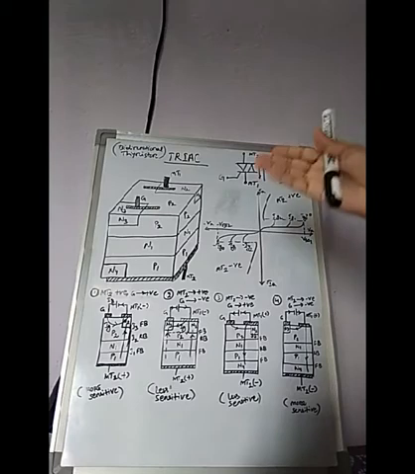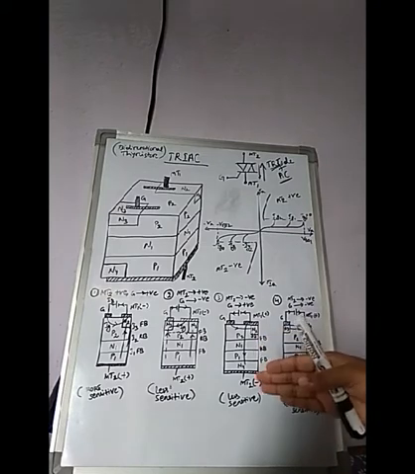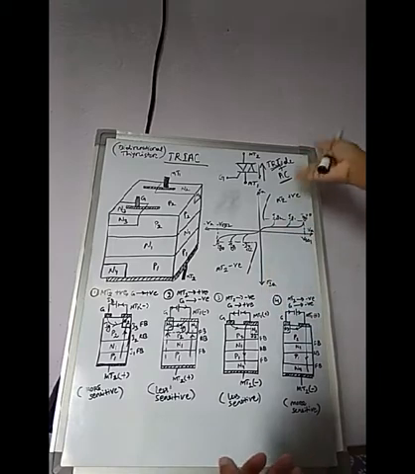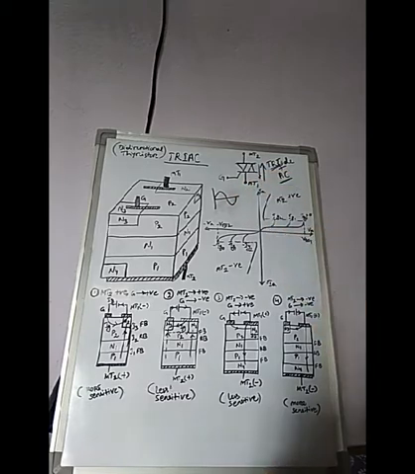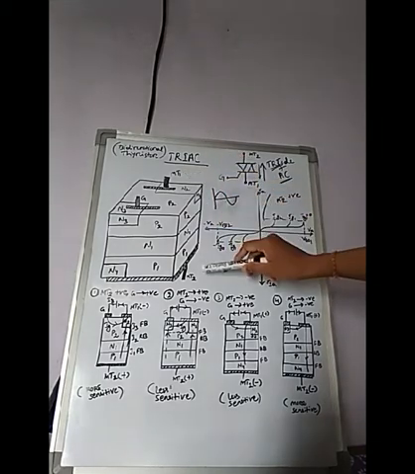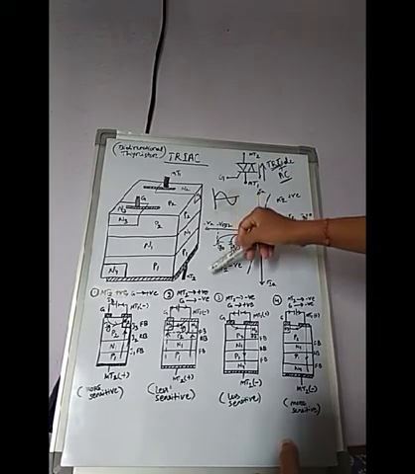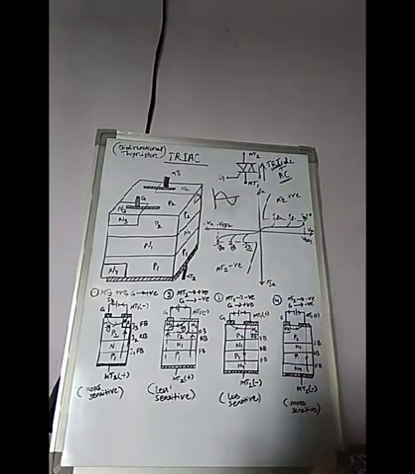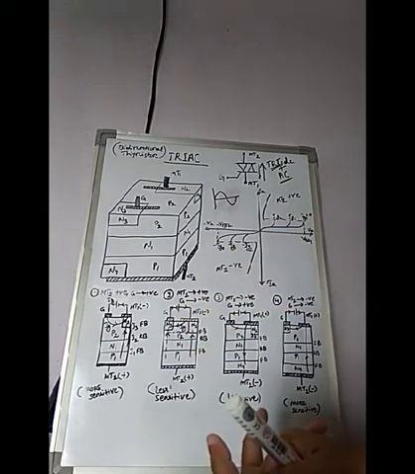Let's see. When there is no gate signal, the triac will block both half cycles of the applied AC voltage. Triac is a device which can work in AC, that means the input signal is AC. So when the positive half is applied across MT2 and MT1, that means MT2 positive, MT1 negative, and when the negative half cycle is applied across these two terminals, that means this is negative and this is positive, in both cases the triac will block both half cycles of the applied voltage.